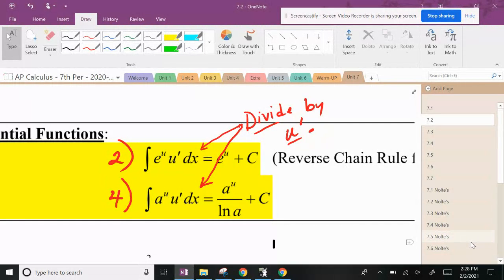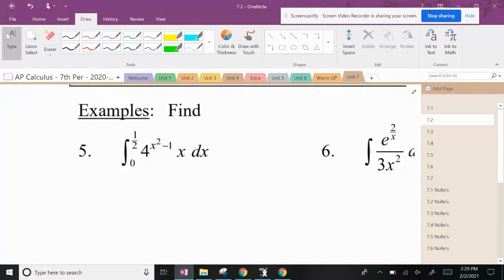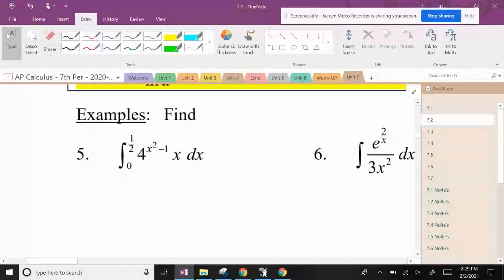So you're always dividing by the derivative of the exponential piece. And then on number 4, before we were multiplying by the natural log of the base, now we have to undo it and divide by it. Ready? So undoing. Okay, here we go. We just had to add in the integral piece.